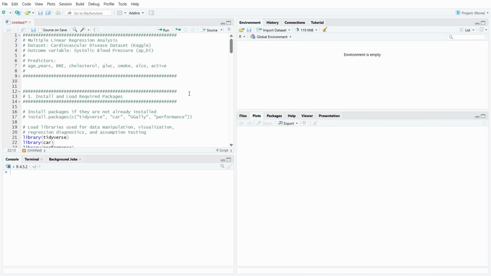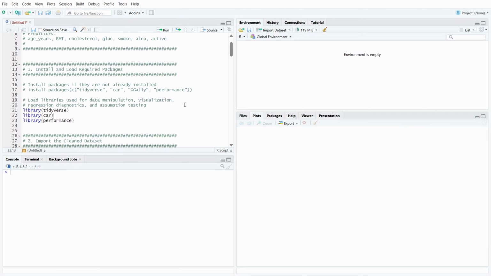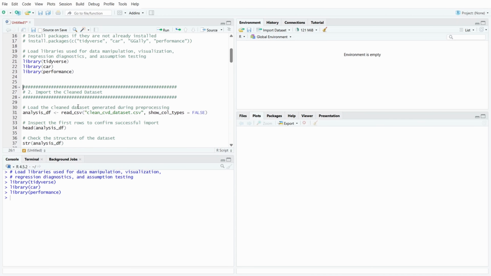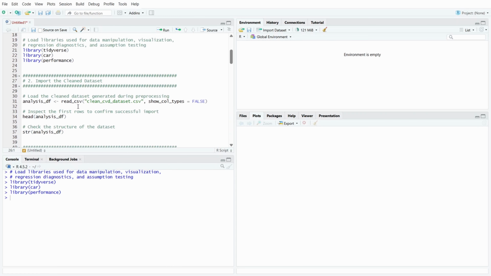First, we install and load the packages needed for the analysis. We load Tidyverse for data manipulation and visualization, CAR for regression diagnostics such as variance inflation factor, and Performance for statistical checks of regression assumptions. Loading these packages ensures that all required functions are available for our analysis.